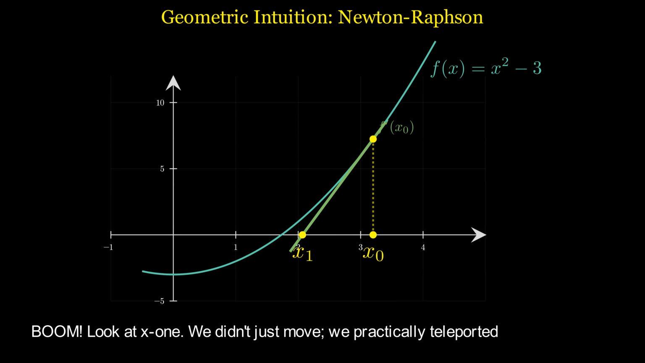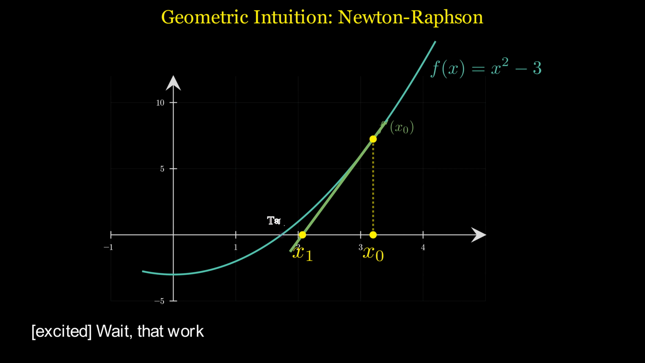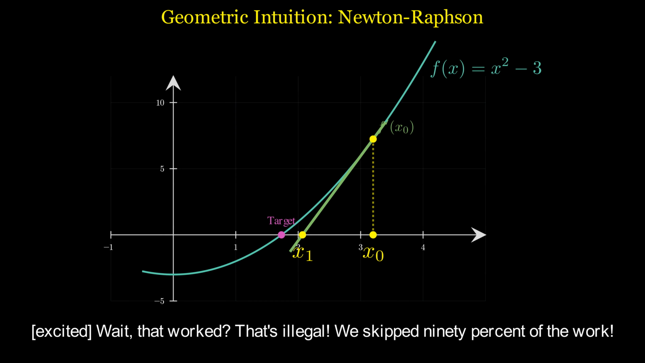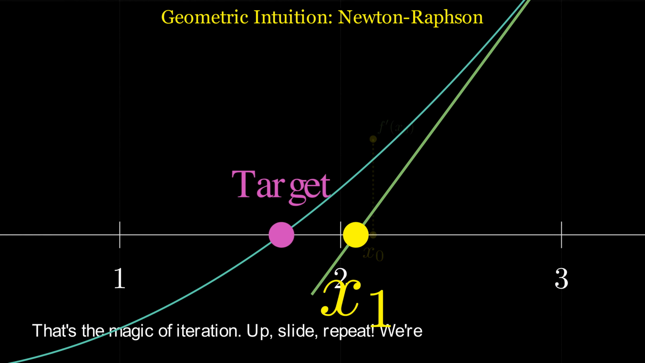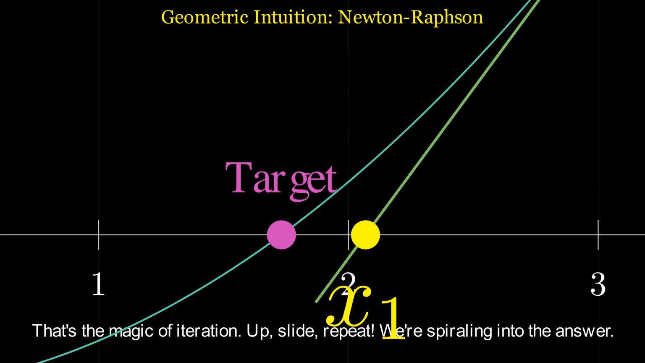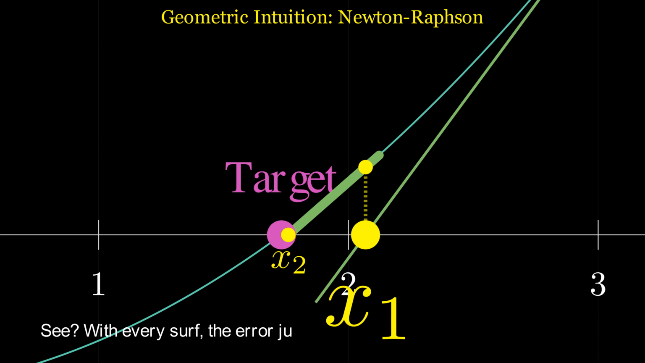Boom! Look at x1. We didn't just move, we practically teleported toward the truth. Wait, that worked? That's illegal. We skipped 90% of the work. That's the magic of iteration. Up, slide, repeat. We're spiraling into the answer. See? With every surf, the error just vanishes. Pure geometric perfection.